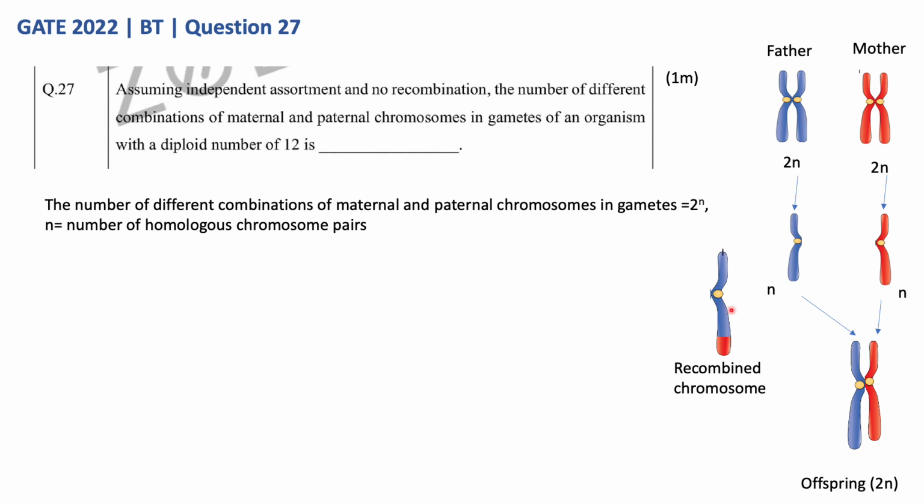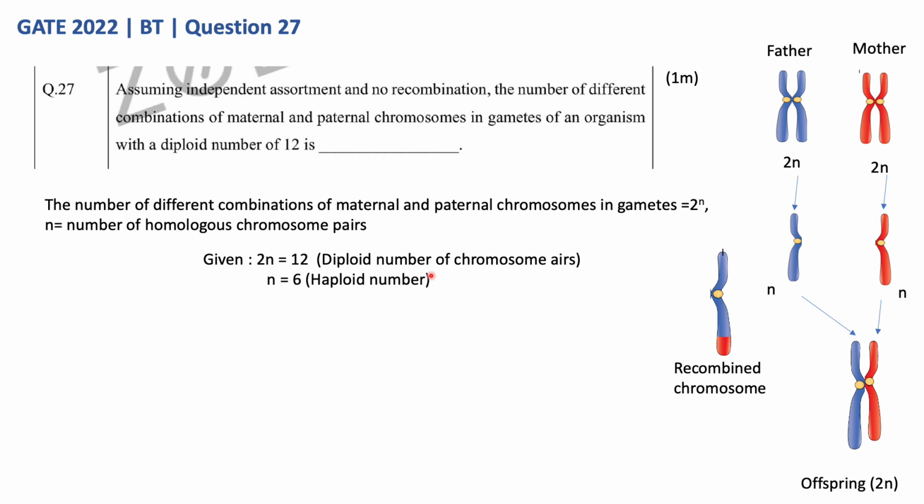The formula arises from considering how many different combinations of maternal and paternal chromosomes can be formed in gametes. For each homologous chromosome pair, there are two possibilities for how the parental chromosomes can segregate into gametes. This is because during meiosis, each chromosome in a pair can go into either the sperm or the egg with equal probability. So if there are n homologous chromosome pairs, then the total number of different combinations of maternal and paternal chromosomes in the gametes is calculated by multiplying the possibilities of each pair. Therefore, the formula is 2 raised to the power n.